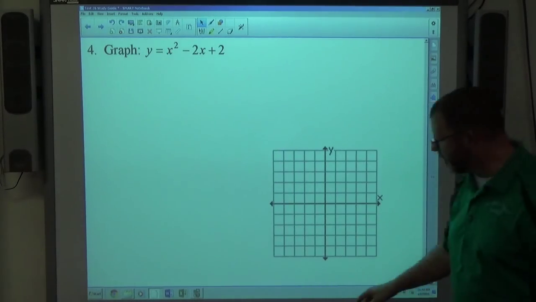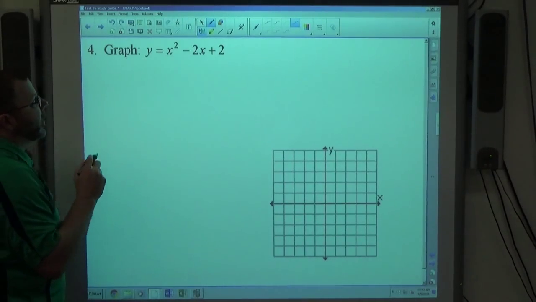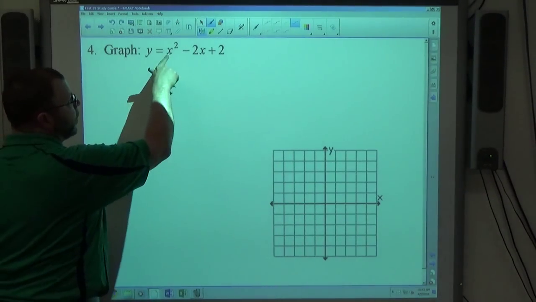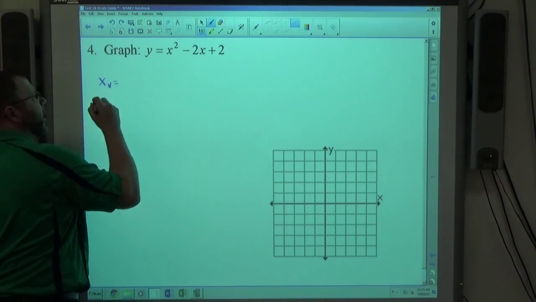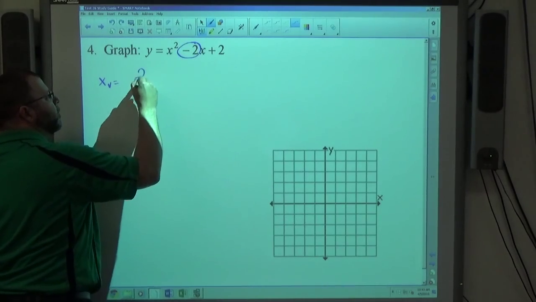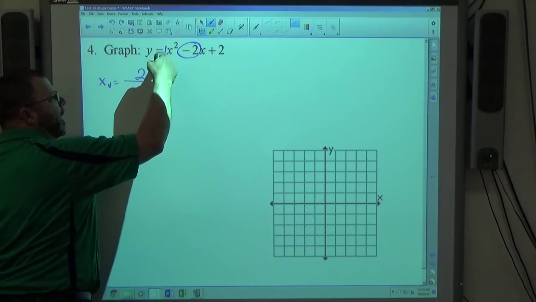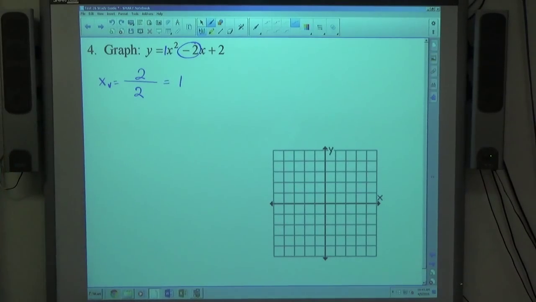Number 4, graph. It's y equals x squared minus 2x plus something, so it's going to be a parabola. First thing I notice is it's already in descending order, ax squared plus bx plus c order. So my vertex value for x is going to be the opposite of b. B is -2, so the opposite is +2. Over 2a. A is 1, so 2 times 1 is 2. So the vertex value of x is going to be 1.